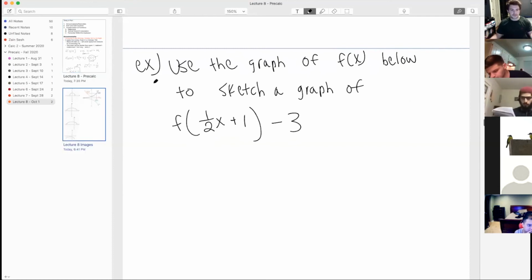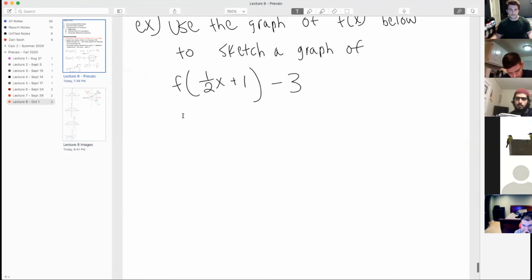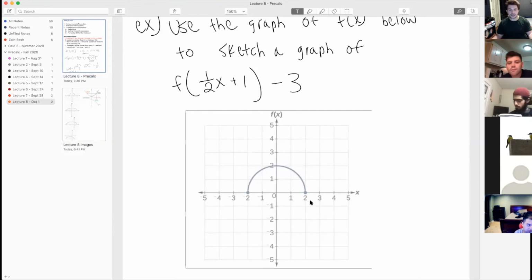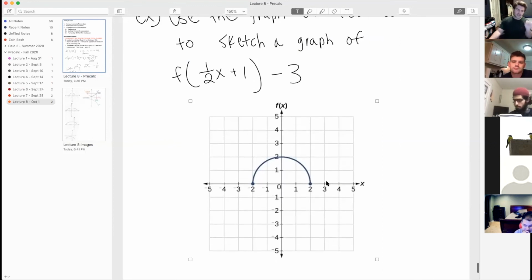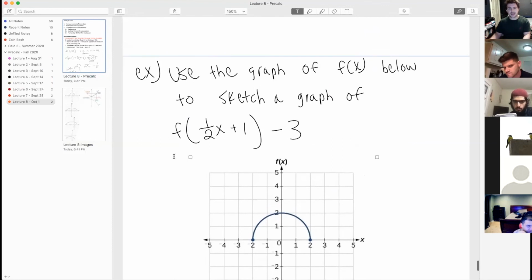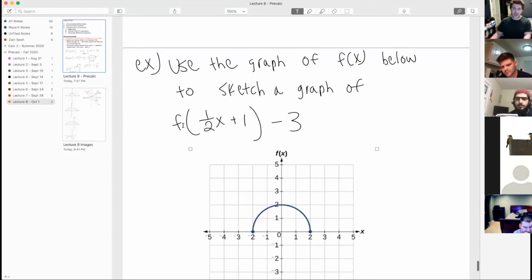So let me pull up this image now. Okay, so here is the graph of the function that I'm talking about. This is the graph of f of x. So it's kind of just like the upper portion of the unit circle. No, not the unit circle. It has radius 2. So it's just the upper semicircle. Okay, now this is f of x. We want to now apply our order of transformations and get a graph of this guy. All right. So there is an issue here.